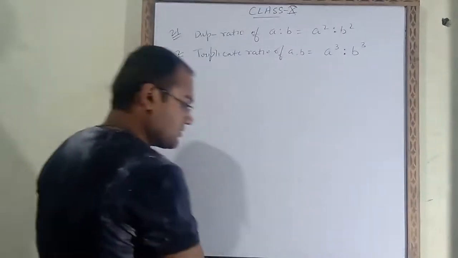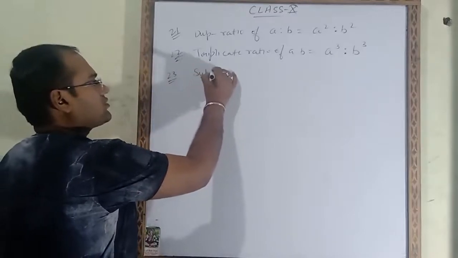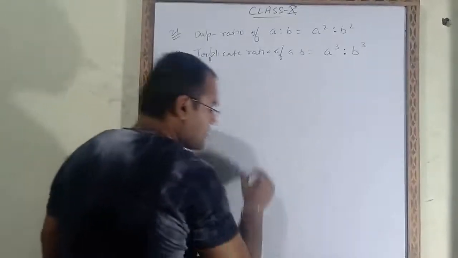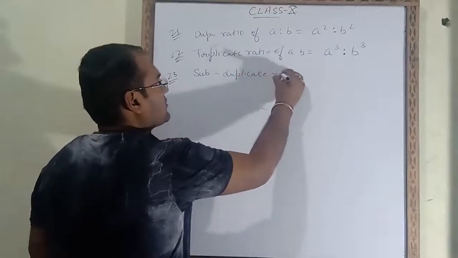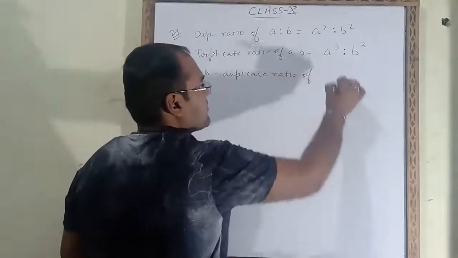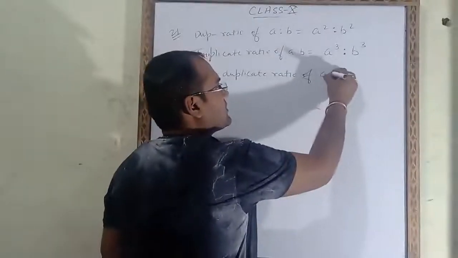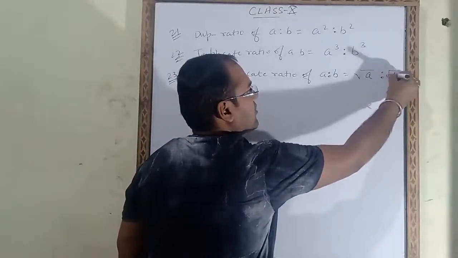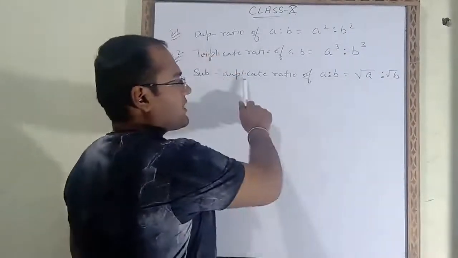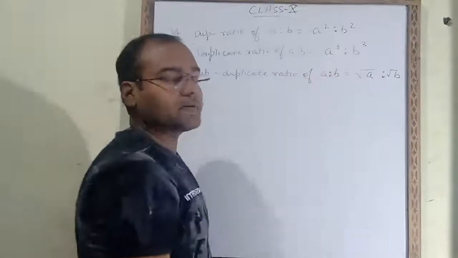The next question is to find the subduplicate ratio. In this also you have to remember one formula: the subduplicate ratio of a:b is equal to square root of a : square root of b. So in the subduplicate ratio you have to take the square root. In the duplicate ratio you have to take the square.